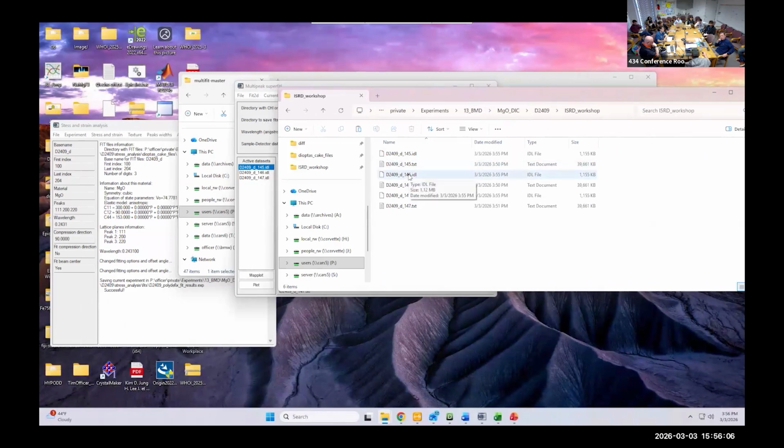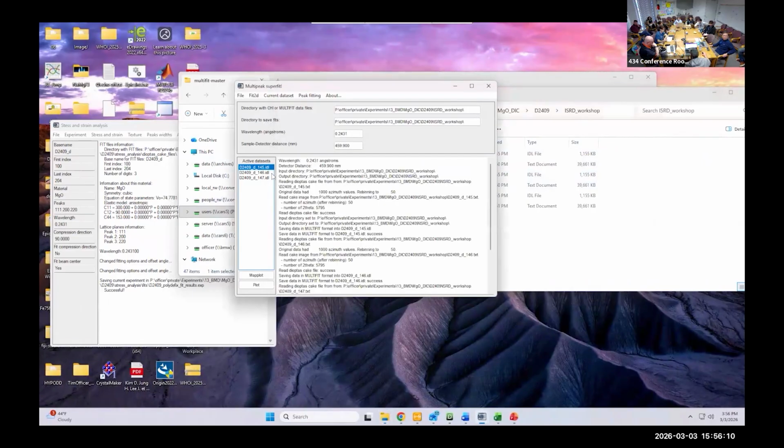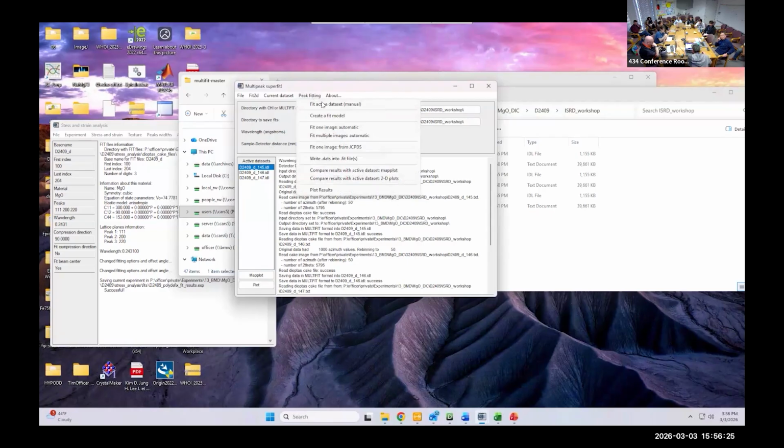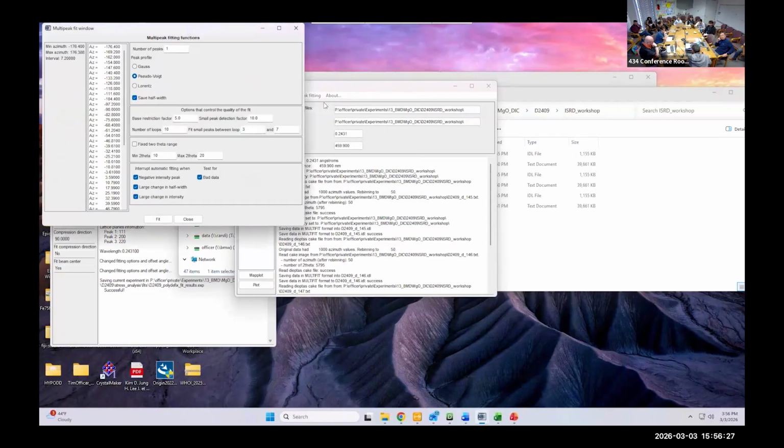Okay, yeah, there's one. Two. Okay, this should be done now. Oh yeah, so there's my files. So now I want to fit my peaks. So if I go to peak fitting, I'm just going to choose this file, number 145. And then I fit active data set.